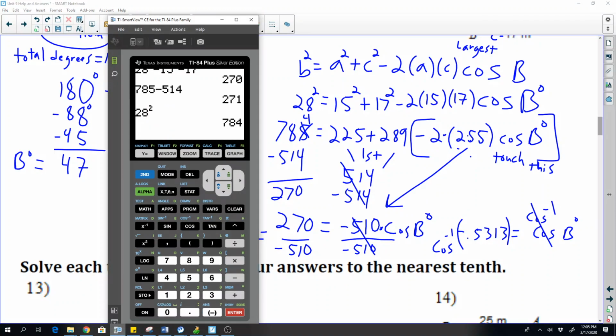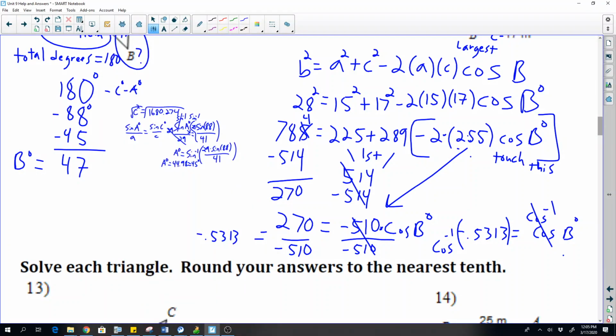Good. So that actually will change our answer a little bit, right? 28 squared is 784. And then we could have subtracted those two and got 270. And then we would have inverse cosined the 270 divided by negative 510. Sorry about that. And that would have given us 121.96, which rounds up to 122. Oh my goodness. So B is actually equal to 122 degrees, not 122.1.